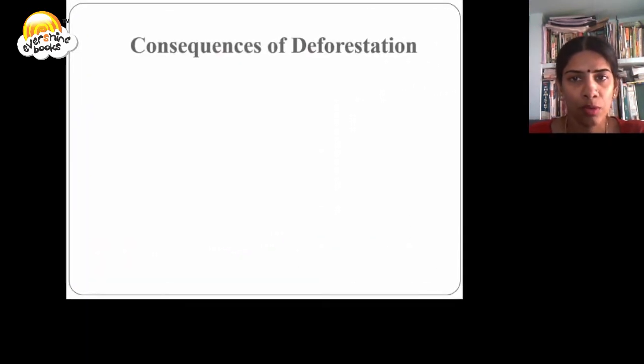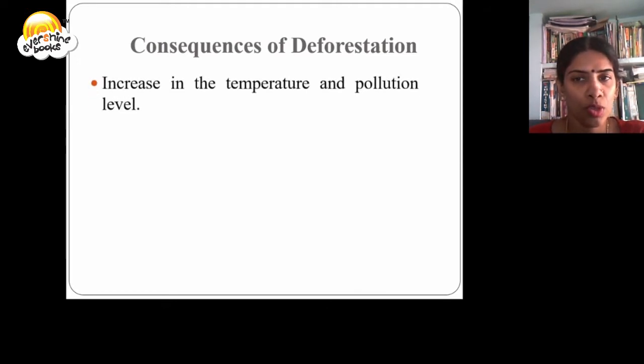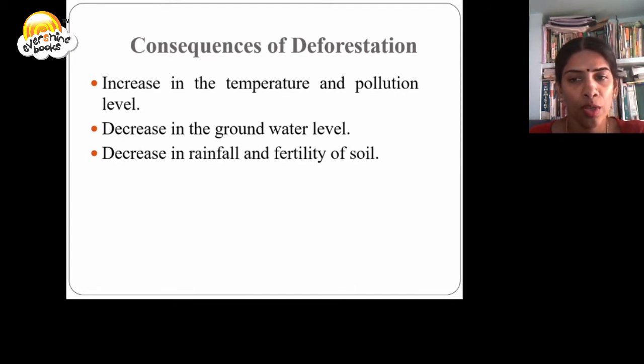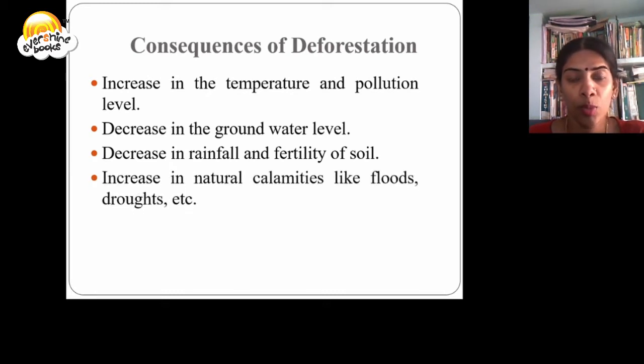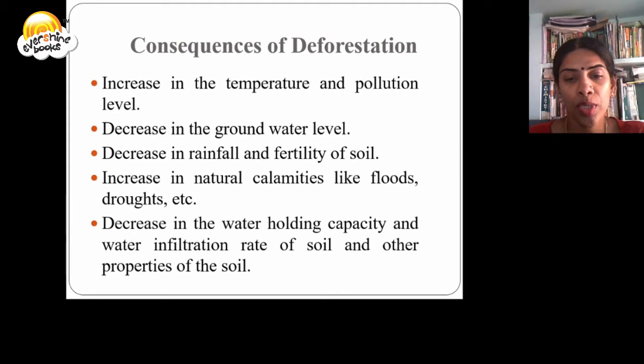What are the effects or consequences of deforestation? It increases the temperature and causes the pollution level to increase. It decreases the groundwater level. It decreases rainfall and soil fertility. There will be an increase in natural calamities like floods, droughts, etc. There would be a decrease in the water holding capability and water infiltration rate of soil, and it also affects other soil properties.